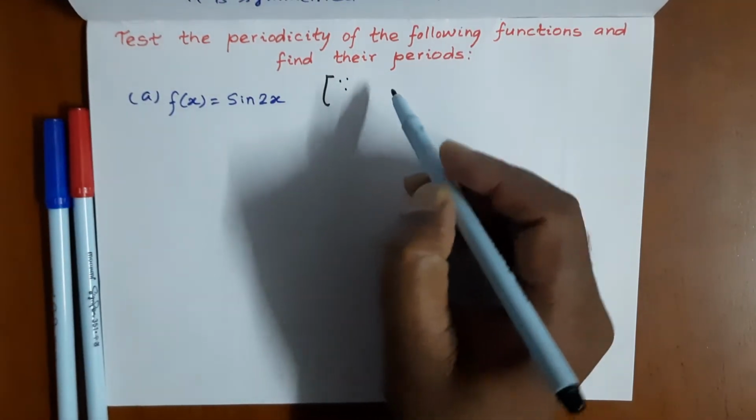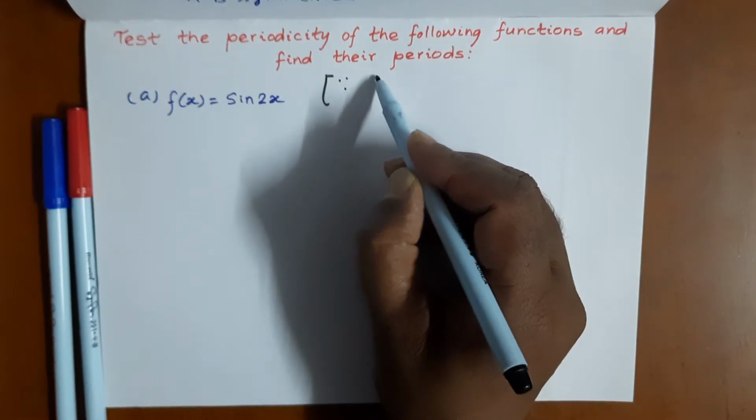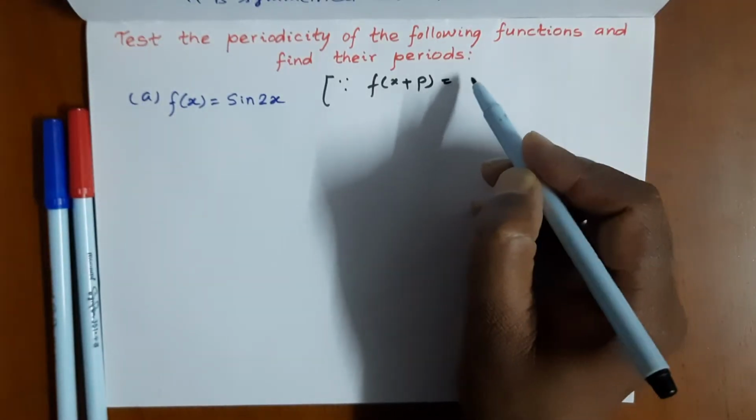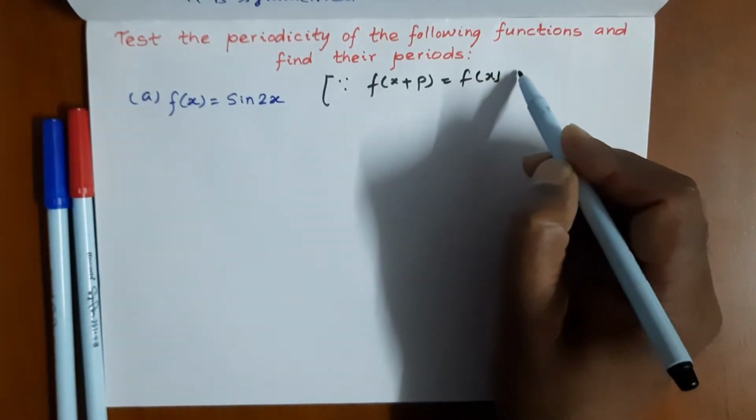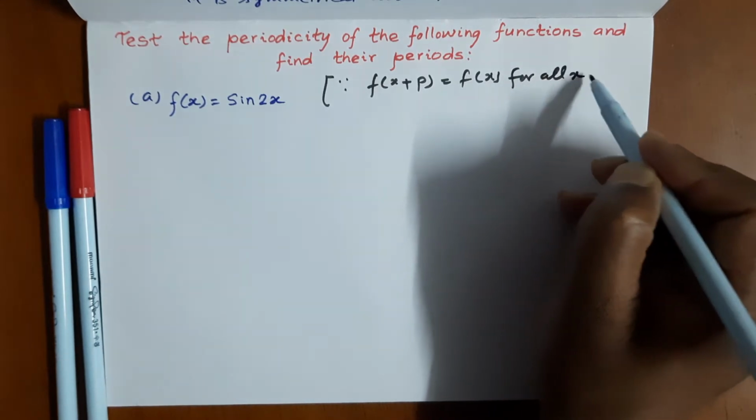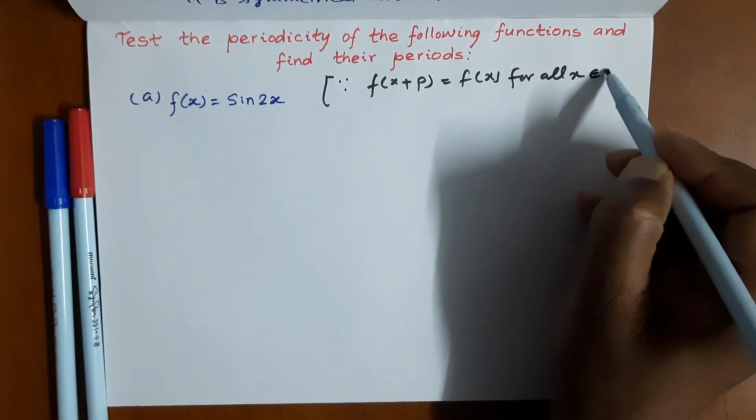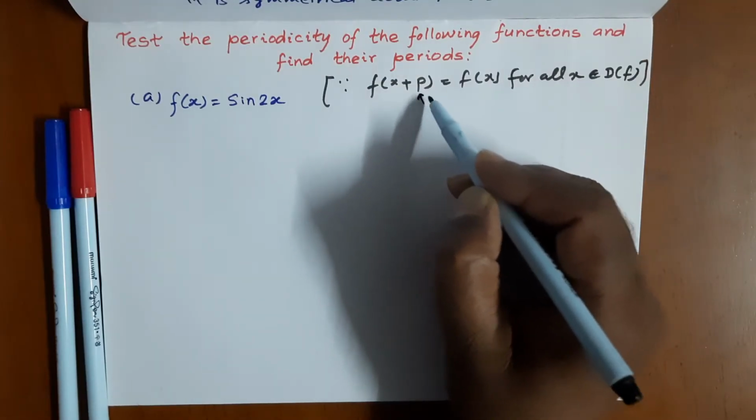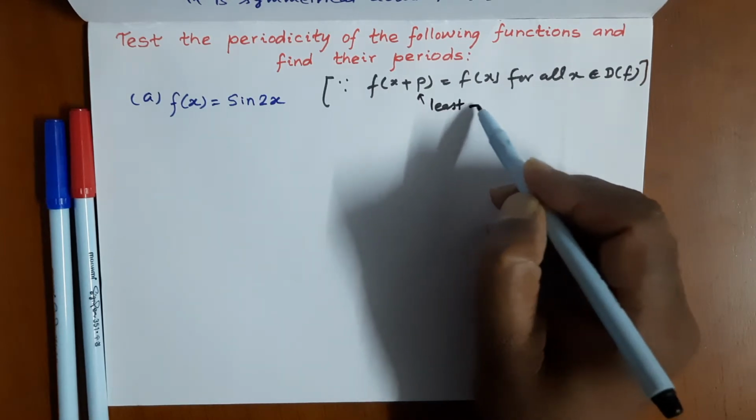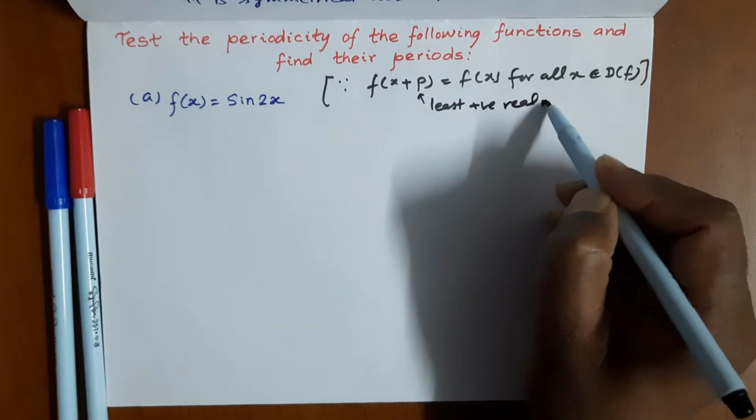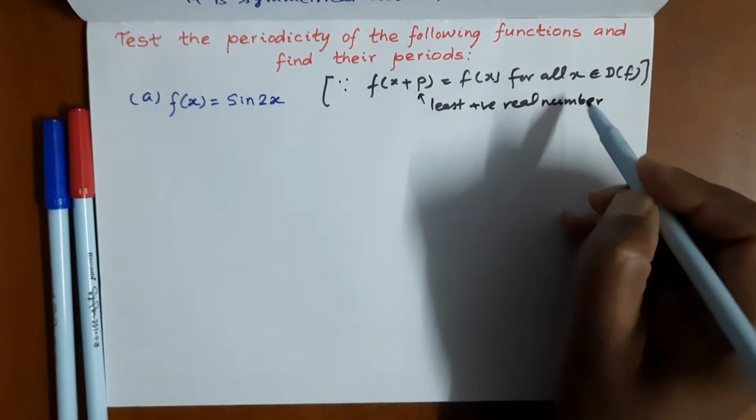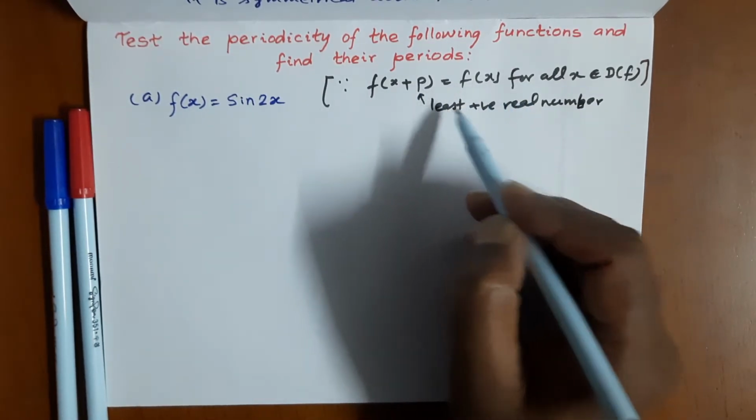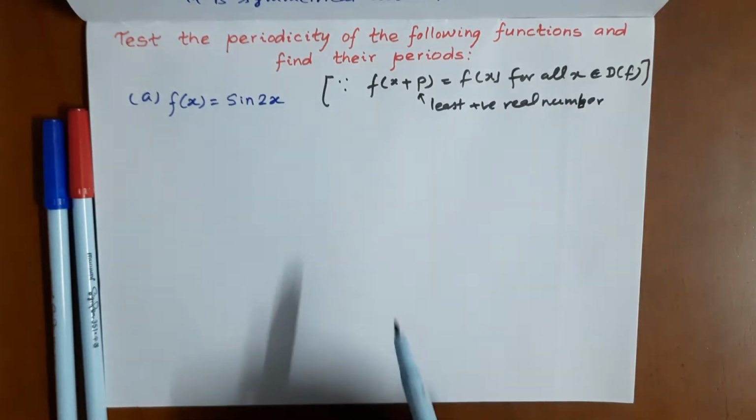A function f(x) is said to have the period p if f(x plus p) equals f(x) for all x belonging to the domain of the function. Okay, so this p is the least positive real number. So if f(x plus p) equals f(x), then we say that p is the period of the function f(x).